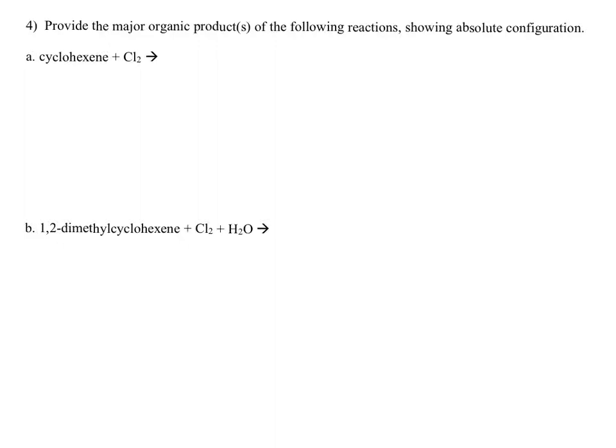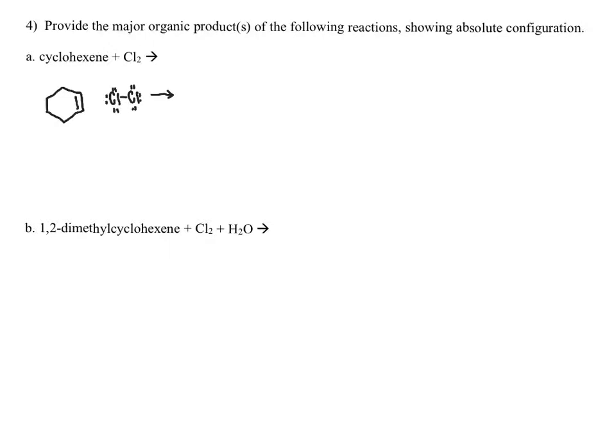So let's take a look at this one: provide the major organic product of the following reactions, showing the absolute configuration of the reaction products. So we're going to start with cyclohexene, a 6-carbon ring since we've got the cyclo word in there, with a carbon-carbon double bond, reacting with chlorine. And in order to make sure that I'm on the right track for getting to the right product, I'm going to sketch out at least some of the steps of the mechanism here.